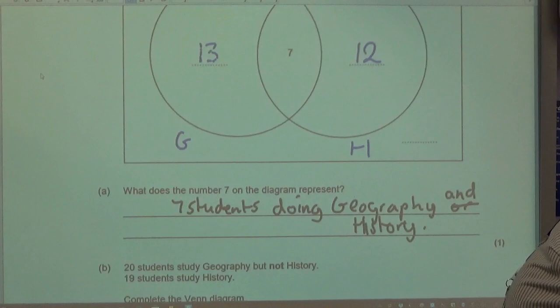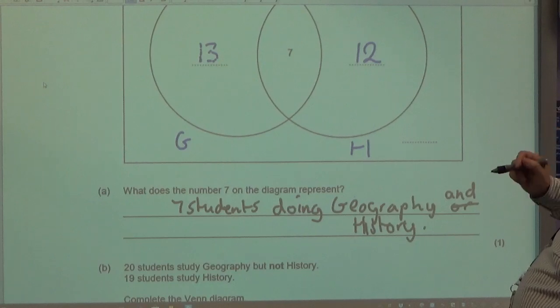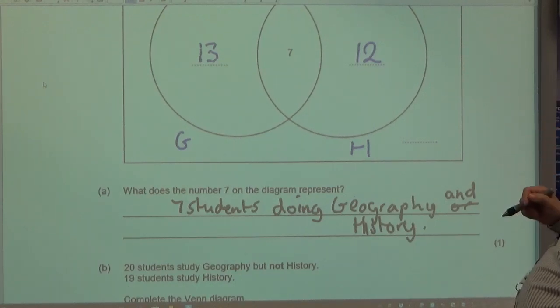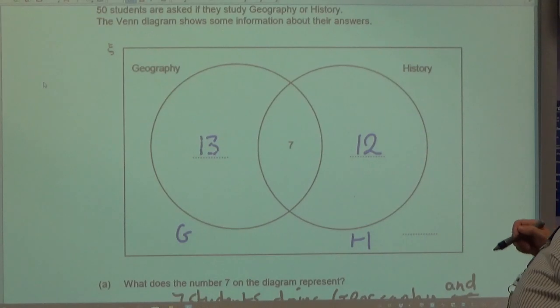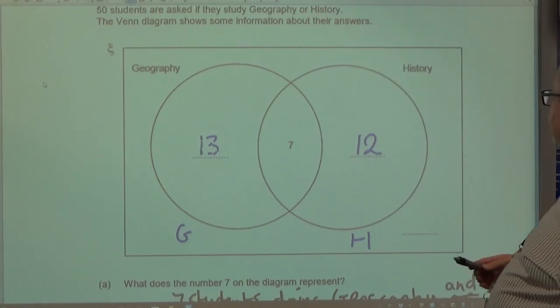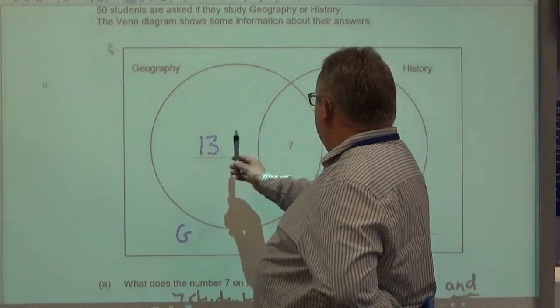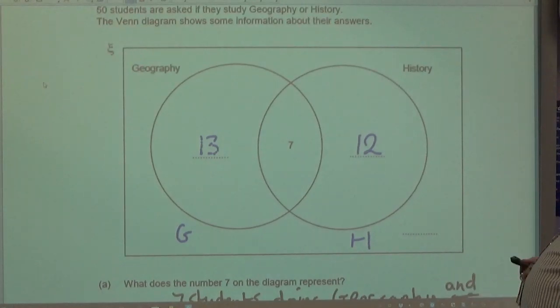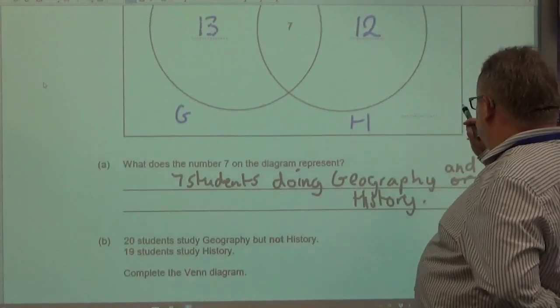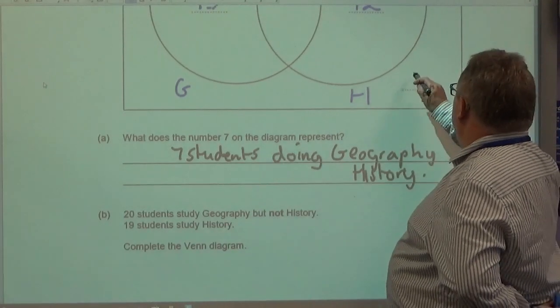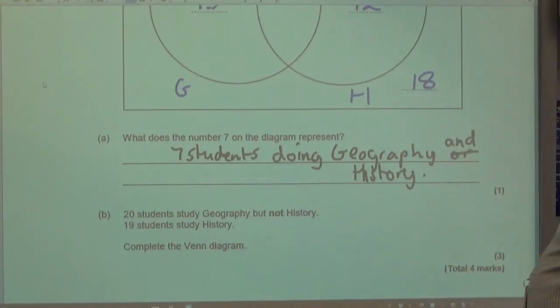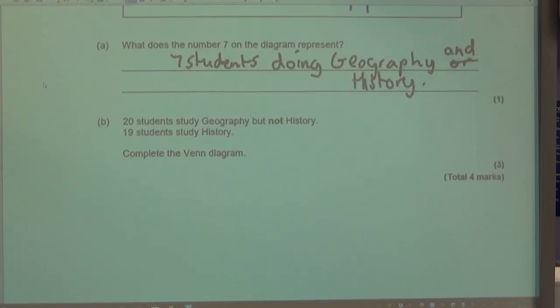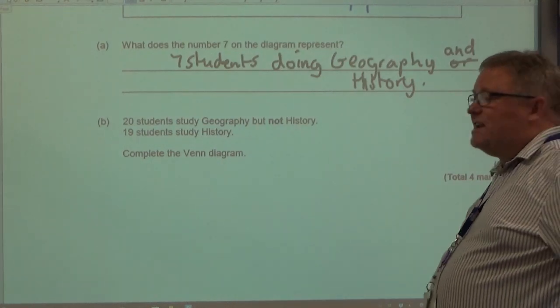So we've got to complete the Venn diagram there. Now this is fairly straightforward, but I've got to make sure that I've included everybody. There were 50 students to start with, so we've got 12 and 13, 25, 32, so there must be 18 students that are not studying geography or history, so they're going to be there. So there's 18 of them there. Okay, so nice 4 marks, and we all like doing our Venn diagrams, don't we?